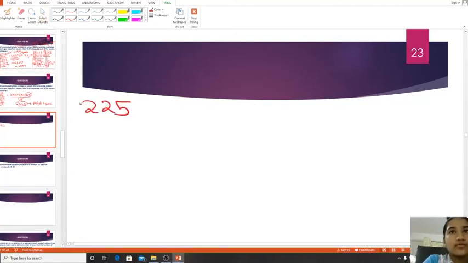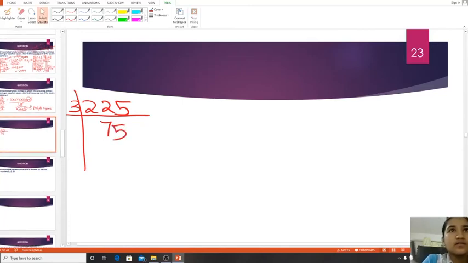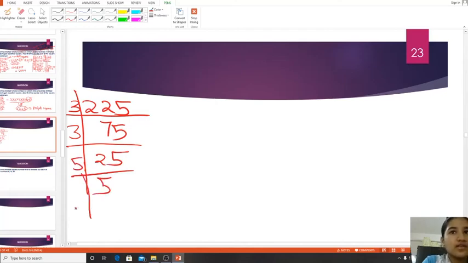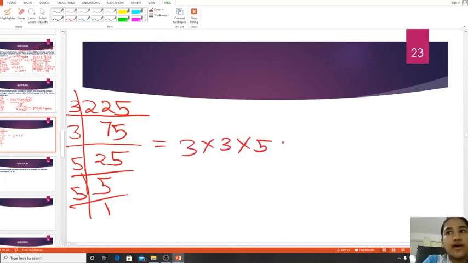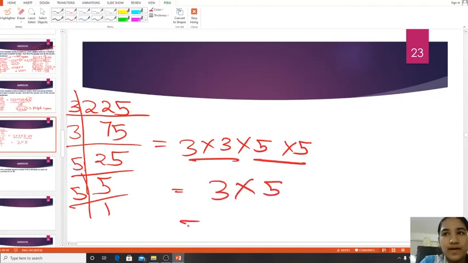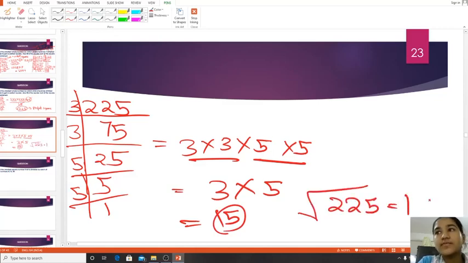What is the square root of 225? We can start with 3 also. You have to check the divisibility rule to choose which prime number has to be taken. And again with 3, then with 5. It's equal to 3 into 3 into 5 into 5. So aren't these in pairs? So we have to pick one from each pair. It's going to be 15. That implies the square root of 225 is equal to 15.